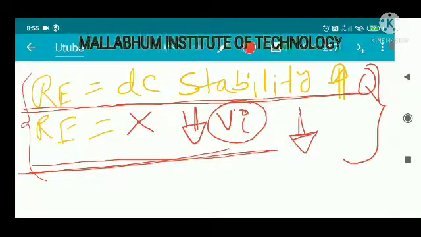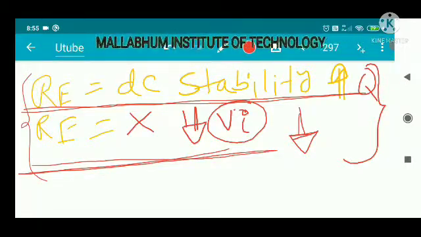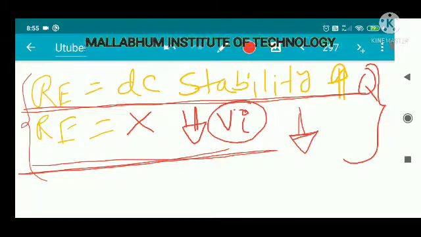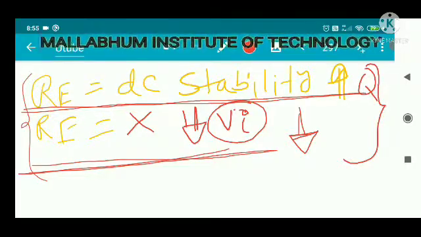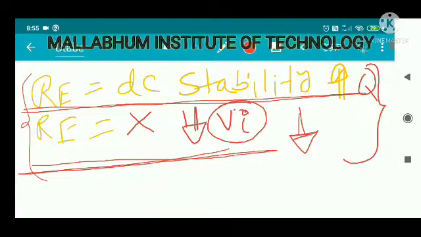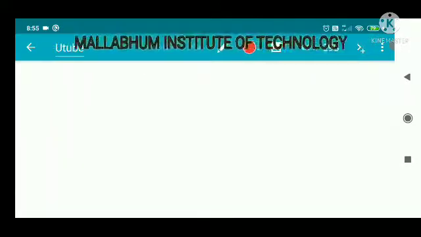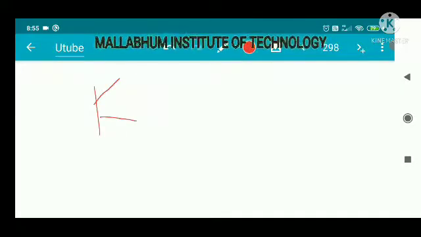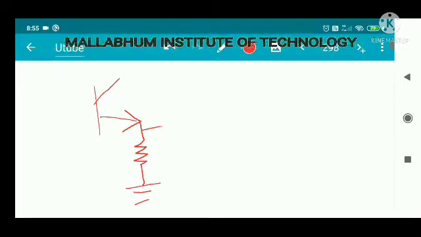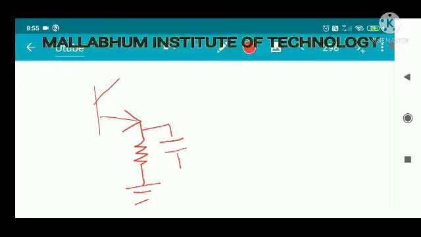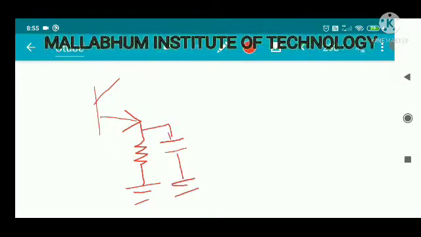How can we solve that? We have to apply a bypass capacitor across this emitter resistance. If we just apply this bypass capacitor, the problem will be solved in a second. So this will be your emitter resistance, and we apply a capacitor across it. That's all, nothing else.